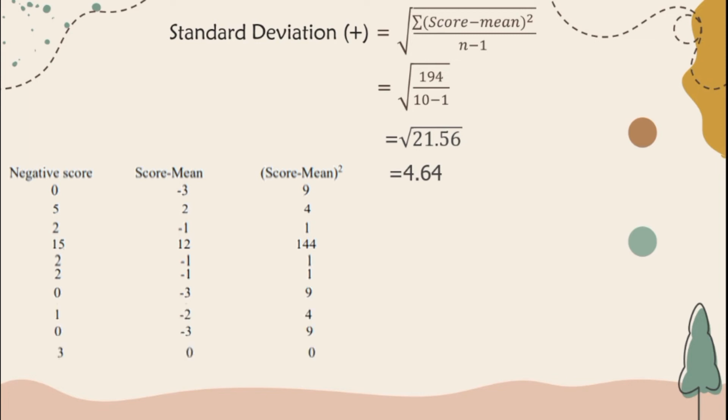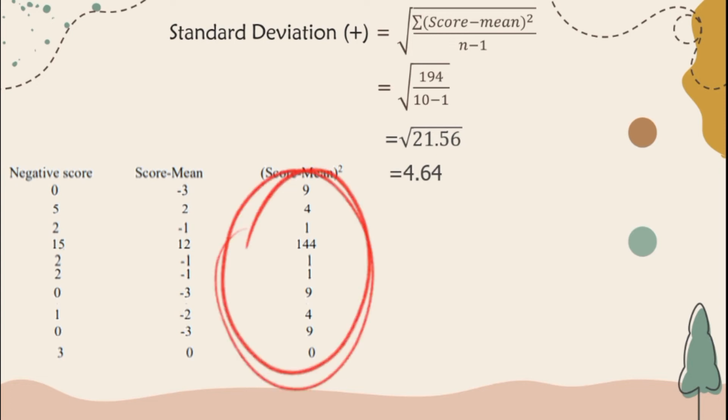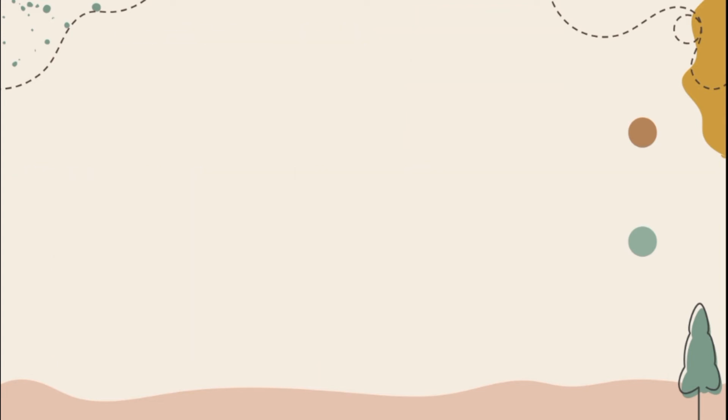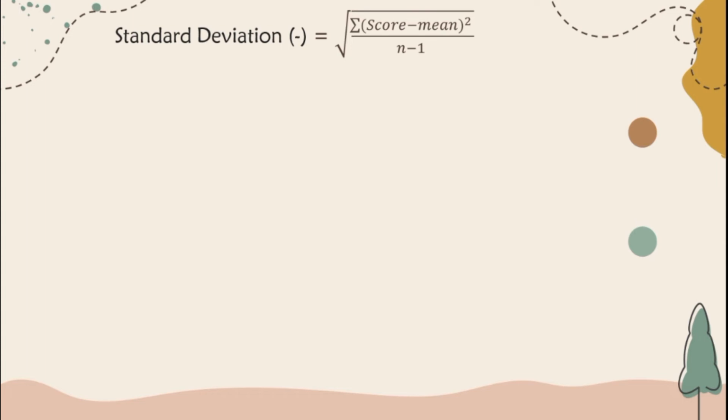And now, we will find the summation of score minus mean squared. 9 plus 4 plus 1 plus 144 plus 1 plus 1 plus 9 plus 4 plus 9 plus 0 equals 182. In finding the standard deviation negative, we have the square root of summation of score minus mean squared over n minus 1. Square root of 181 over 10 minus 1 equals square root of 20.22. Therefore, the standard deviation negative is 4.50.